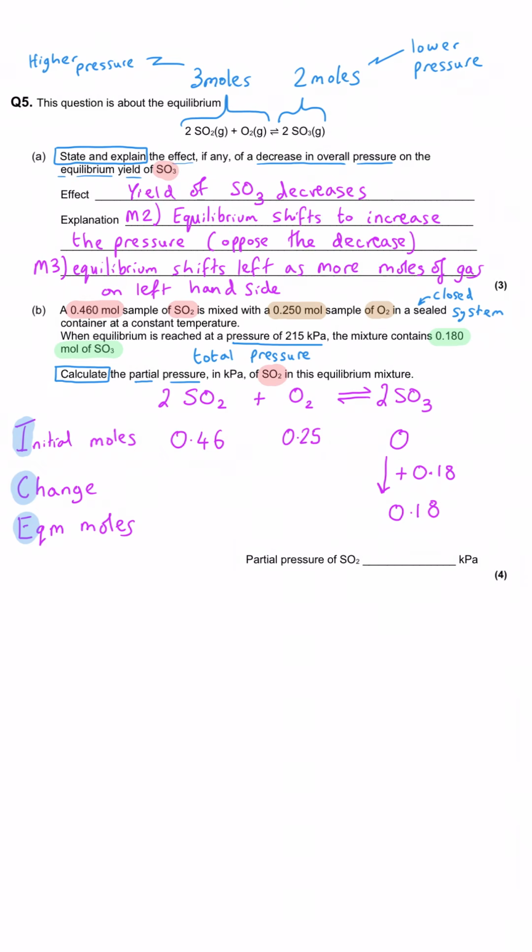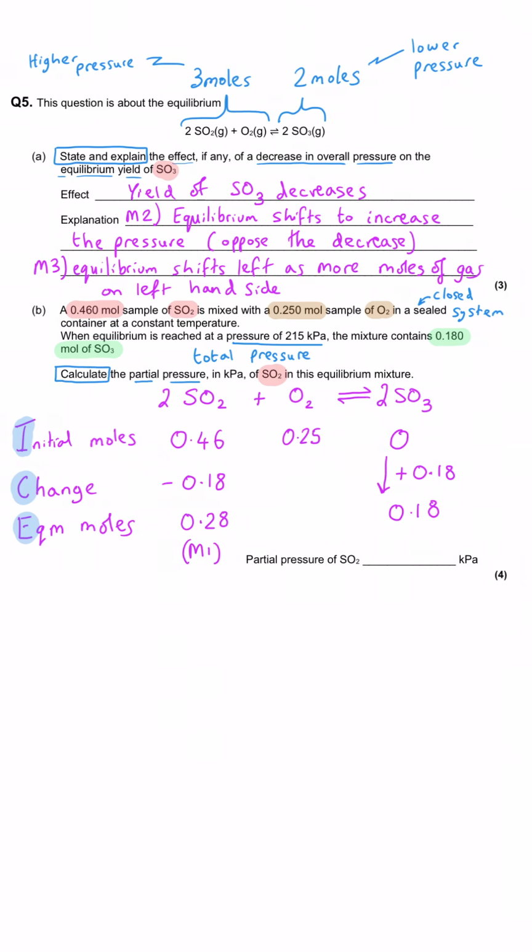Now, since the coefficients in this equation are 2 to 1 to 2, that means that the SO3 will go up the same amount of moles that the SO2 went down, so namely 0.18. So that means that the SO2 will go down 0.18 from 0.46, and so it will end up at 0.28 moles. And that will actually be our first mark here, but we've done a lot of the thinking.